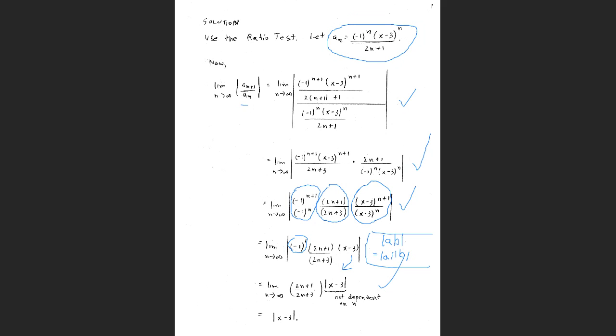Now, what is (2n plus 1) over (2n plus 3)? What is this coefficient approaching as n goes to infinity? What will that coefficient approach there, as n gets large? That's right, Rodrigo, 1. And so we get the absolute value of x minus 3.